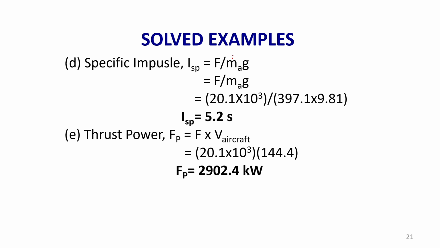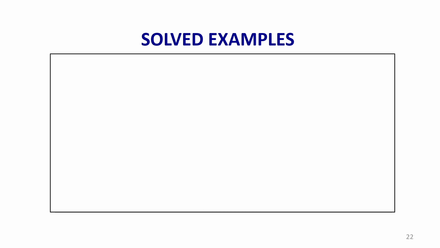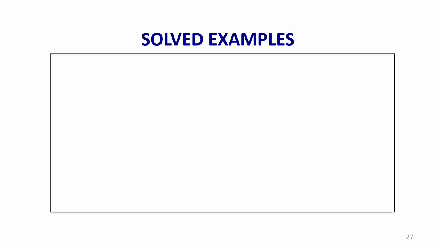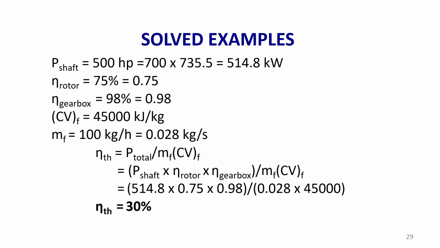and specific impulse. Specific impulse is the ratio of the thrust by the weight of the vehicle, that is specific impulse is F divided by m into g, that is W. Thrust power is thrust into velocity of the aircraft, same formula. Okay, so there are 3 more problems which I have given, you can refer to them, very simple numerical problems.